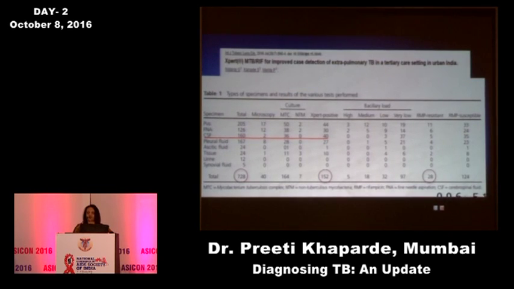This was our experience with the Xpert assay on extrapulmonary samples, and we found 84% sensitivity and 97% specificity with the Xpert assay, and we could pick up almost 25% of CSF samples, and all these were smear negatives.